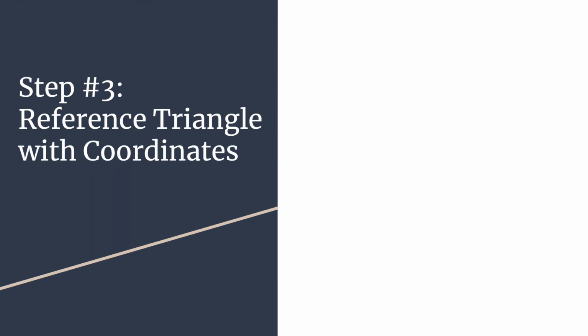All right, step 3 is to determine the reference triangle, that's the special right triangle, that you'll use to find the coordinates. So we will determine our reference angle, and remember that's just how much rotation to get back to the x-axis. So for example, we used 120 degrees earlier, and so we would know that our reference angle, or the amount of rotation needed to get back to the x-axis, would be 60 degrees.